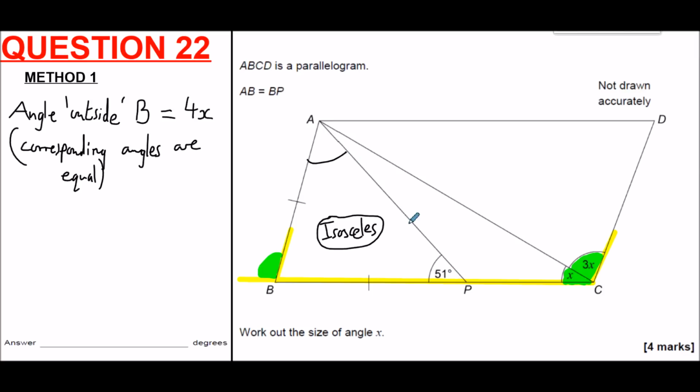So because this one's 51, angle BAP will also be 51. So I'm just going to colour this one in here. So this angle is the same as this angle down here.